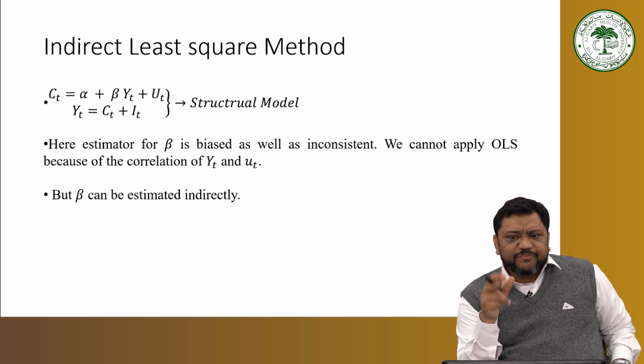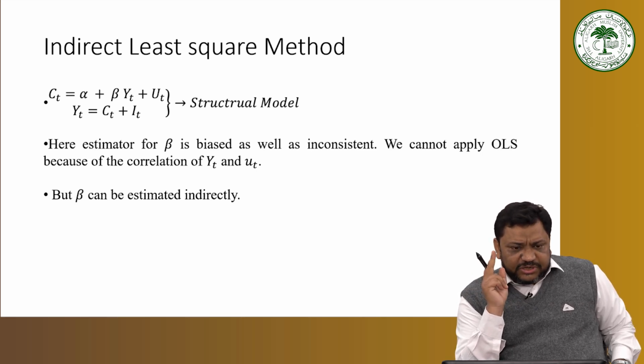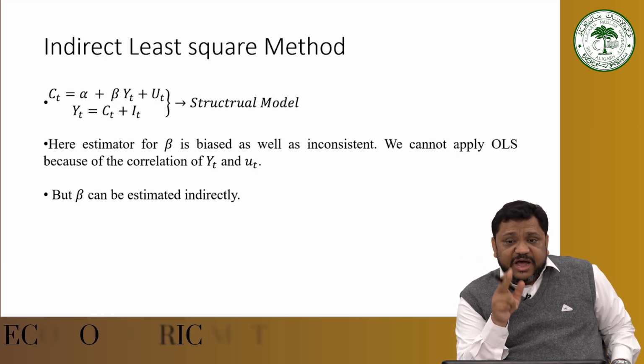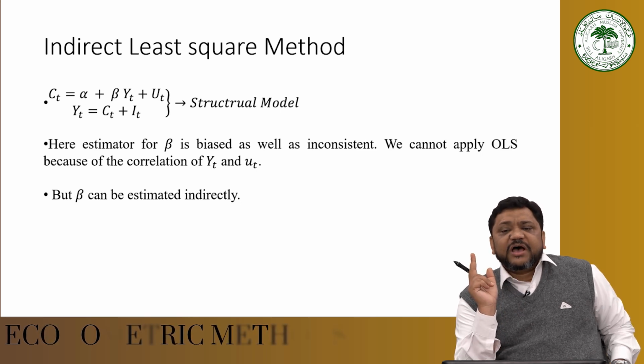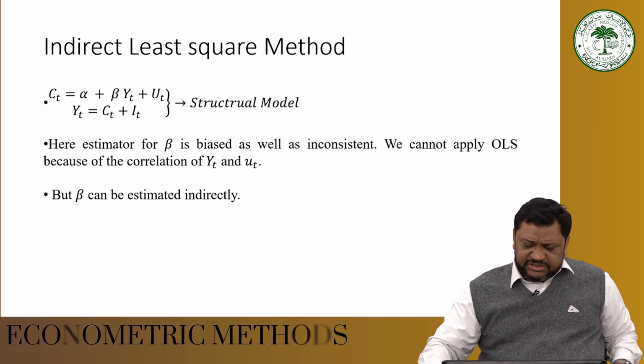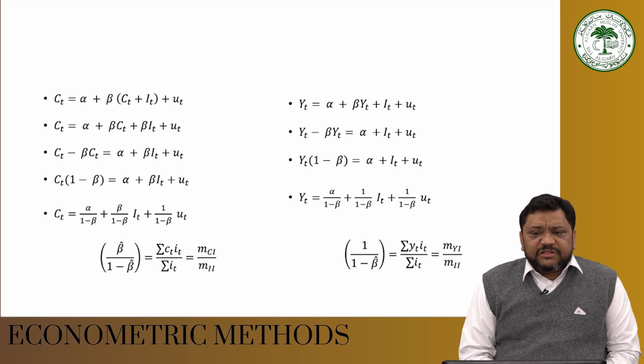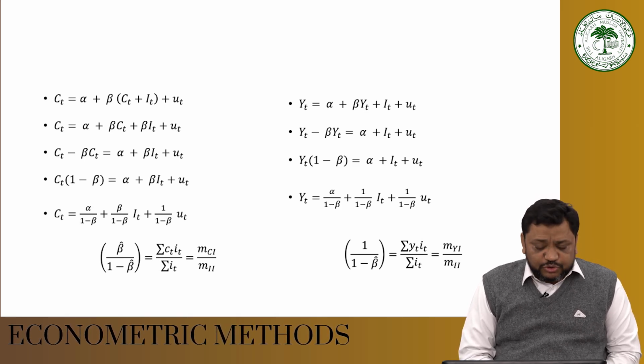In the reduced form, there is no correlation between Ct and the error term, and Ct is a function of it and yt is a function of it. Then we apply OLS and estimate. We will see the process. So the first step is we find the reduced form.